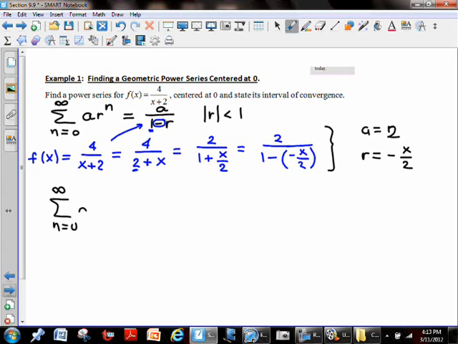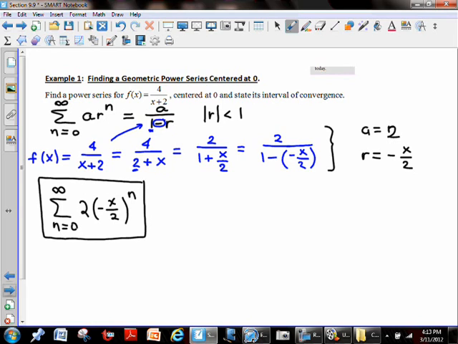except we do have our value of a, which goes by the name of 2 now, and our r, negative x over 2, all raised to that nth power. And that would take care of the first part of the question. The second part asks us to find the interval of convergence.